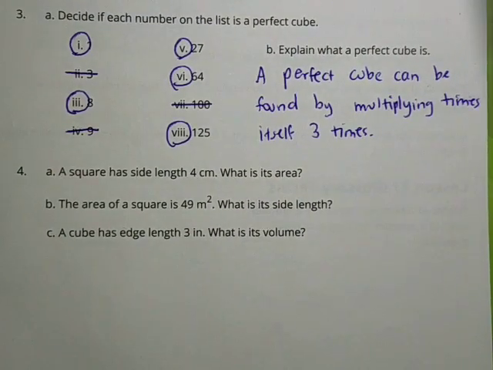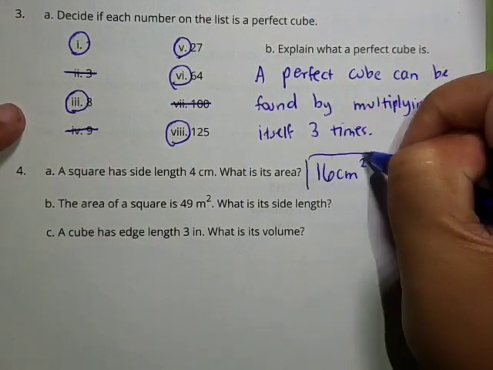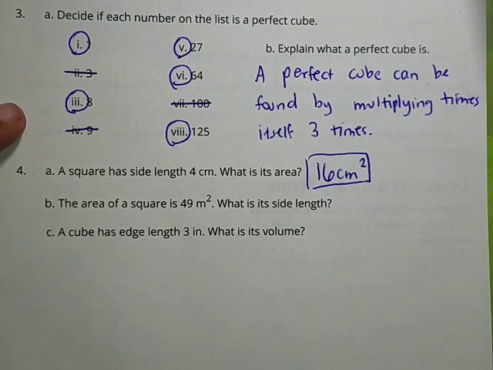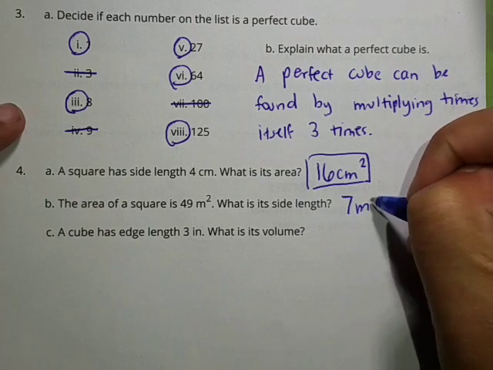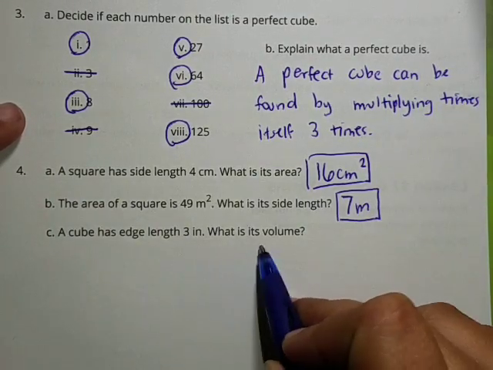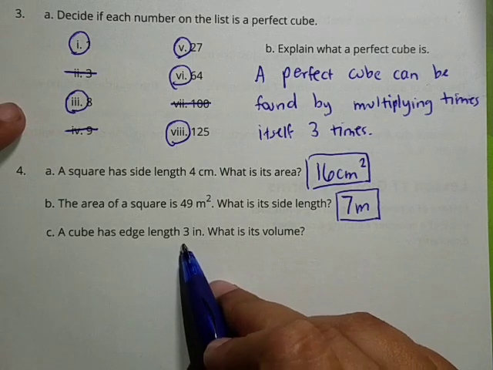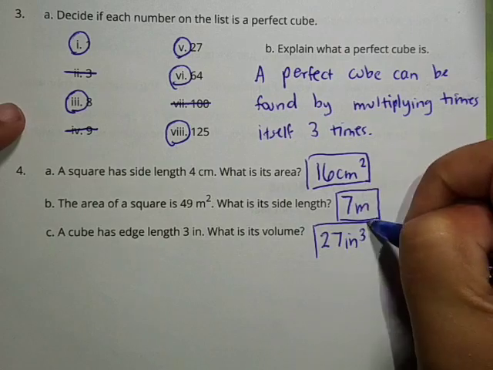There you go. Number 4, a square has a side length of 4 centimeters. What is its area? So you should get 16 centimeters squared. The area of a square is 49 meters squared. What is its side length? Well, 7 times 7 is 49. And a cube has an edge length of 3, so what is its volume? So 3 times 3 times 3, which is 27 inches cubed.